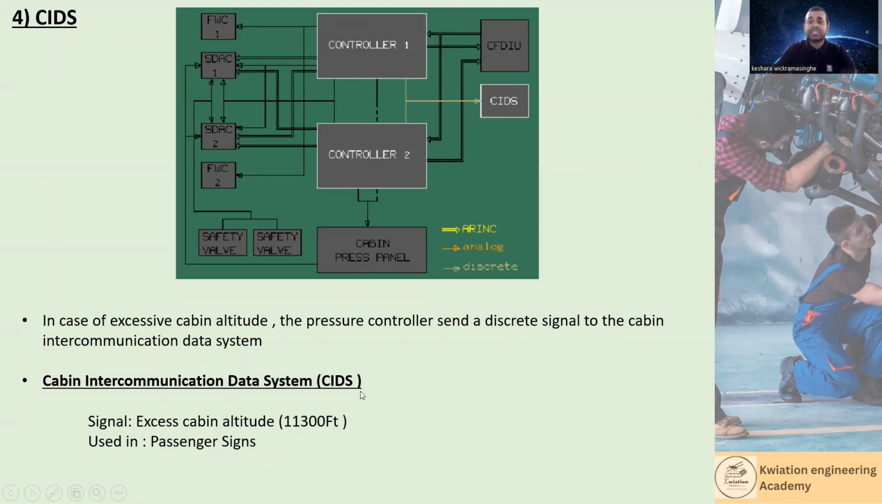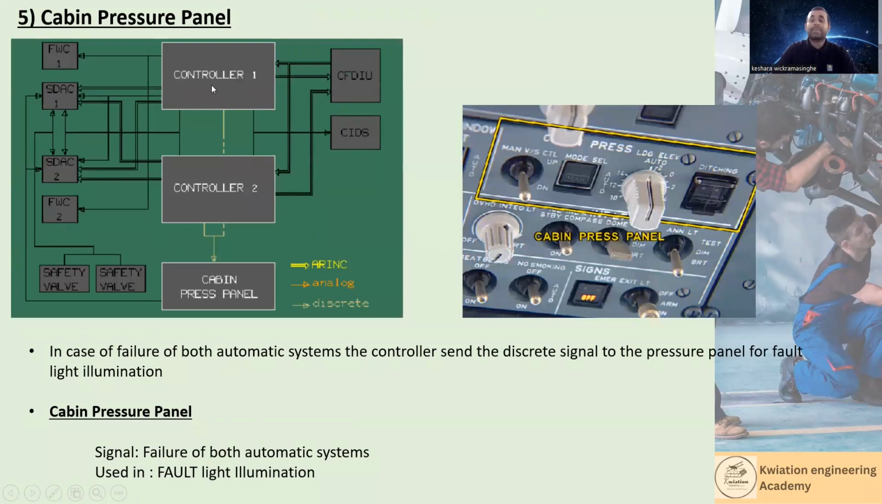So the cabin intercommunication data system signals are excess cabin altitude, 11,300 feet, and used for the passenger sides, right? Okay, next one is the cabin pressure panel.